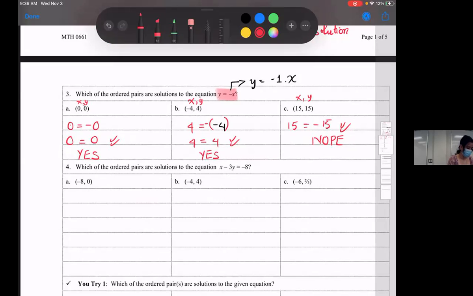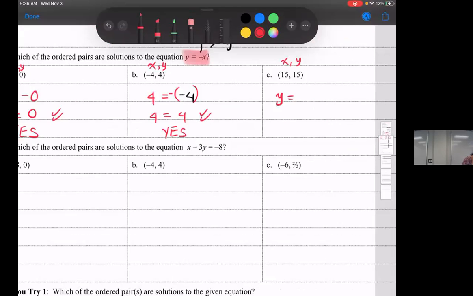Yeah. So here, let me do it again. I have y equal -1 times x. What's y equal? What's y here? 15. And what's x? Also, x is +15, right? So 15 equal -1 times 15 is -15. So 15 is not equal to -15, so no.